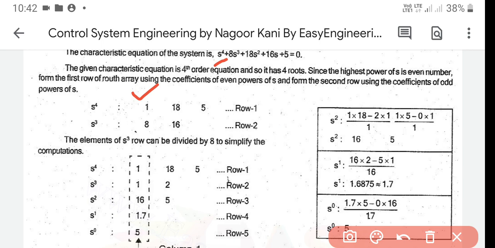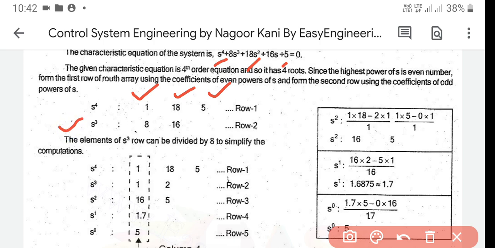Even powers, only you have to consider even powers. So the s square coefficient, what is it? 18. So that is the second element of the first row. Similarly, what is the last element? S power 0 here, right? S power 0 is nothing but the even part. So what is the coefficient here? 5. So these are the elements of the first row: 1, 18 and 5.